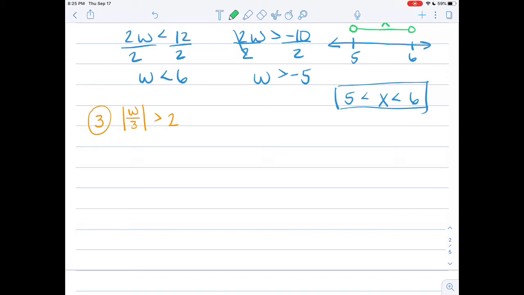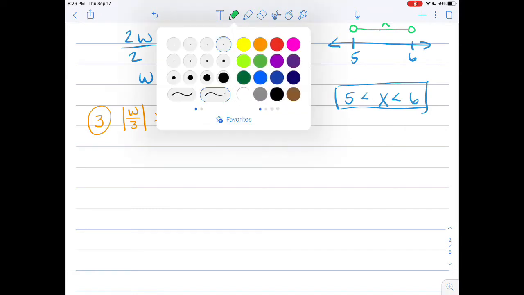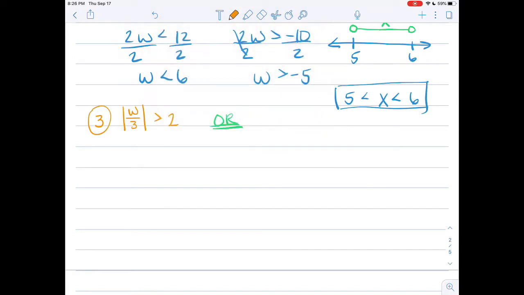For this next example, we have the absolute value of w over 3 is greater than 2. Remember that greater is or. Less than and, but greater than is or. Let's go ahead and take this already isolated absolute value and break it into two pieces. We'll have w over 3 is greater than 2, or w over 3 is less than negative 2.